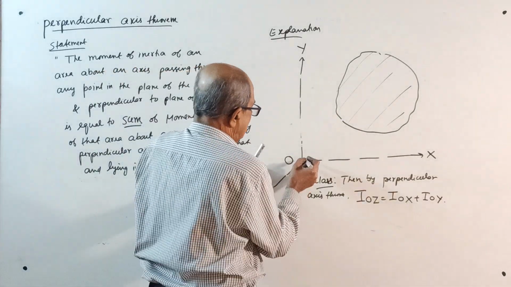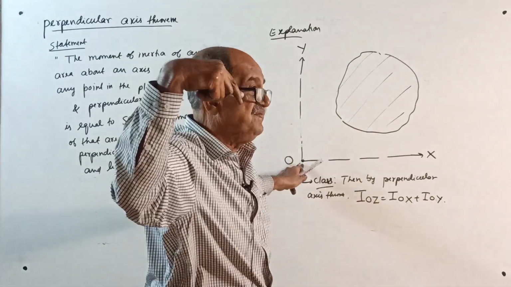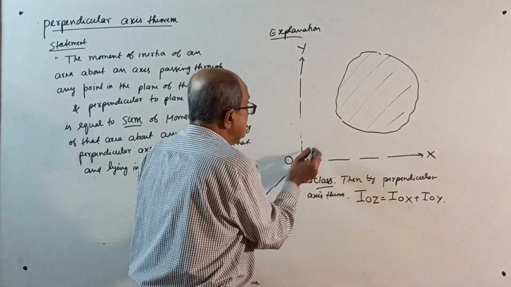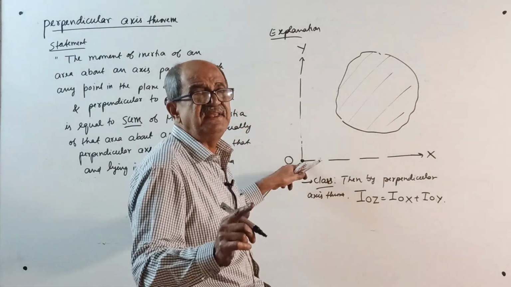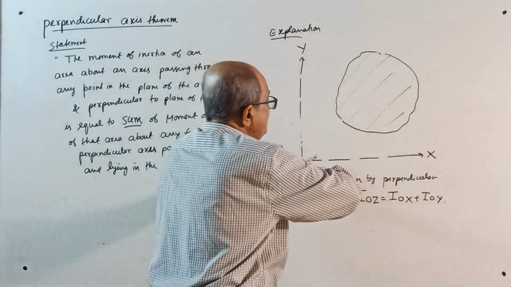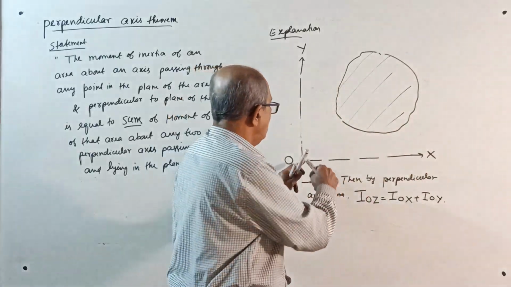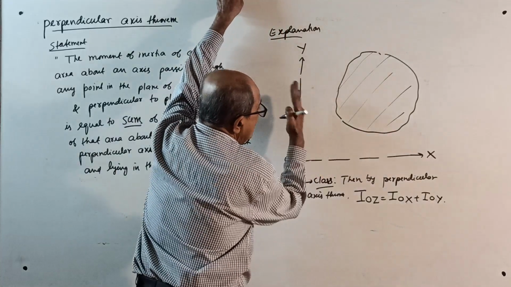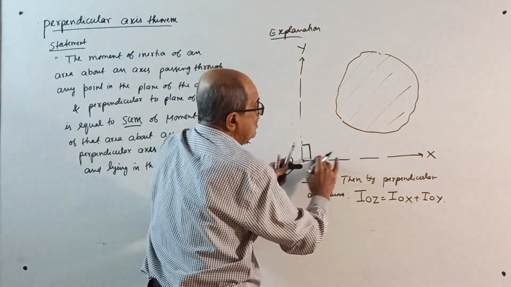That means, see, mark any point O in the plane of the area. We write it outside just so the sketch is neat. Then through that point, you imagine axes. See, this is OX and OY. These X and Y are not centroidal axes, they are random axes. If centroidal, G will come. OX and OY should be mutually perpendicular. Very important, mutually perpendicular, and they should lie in the plane.